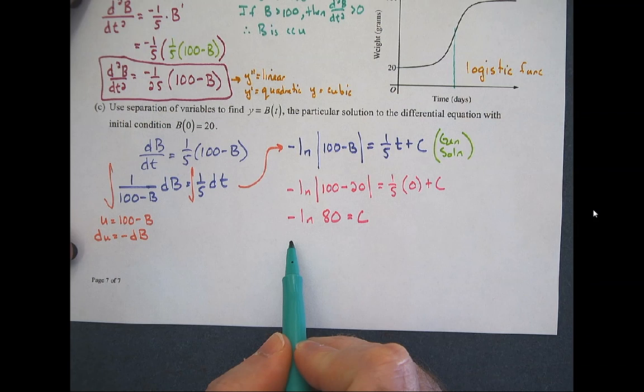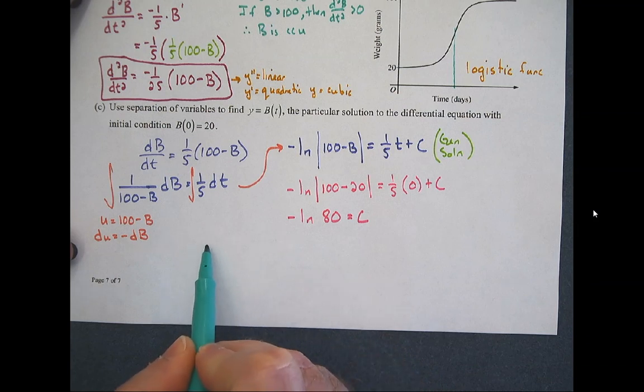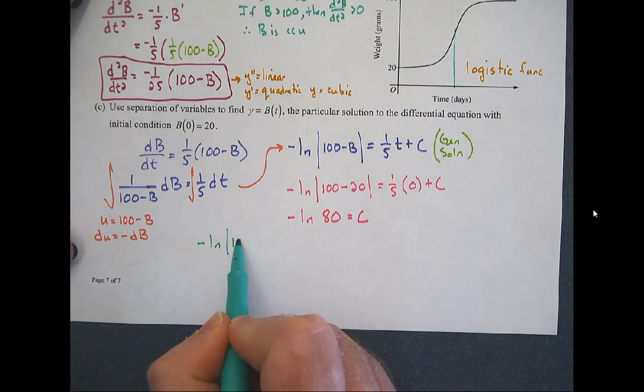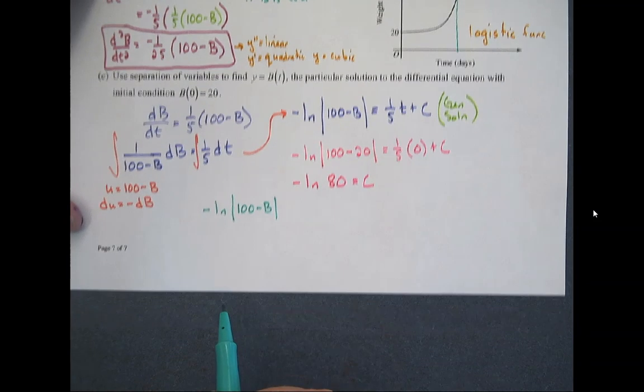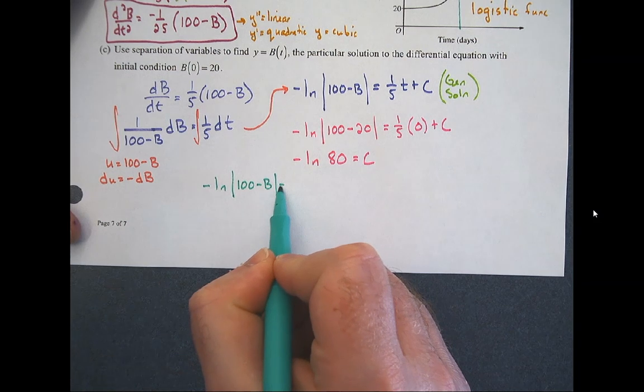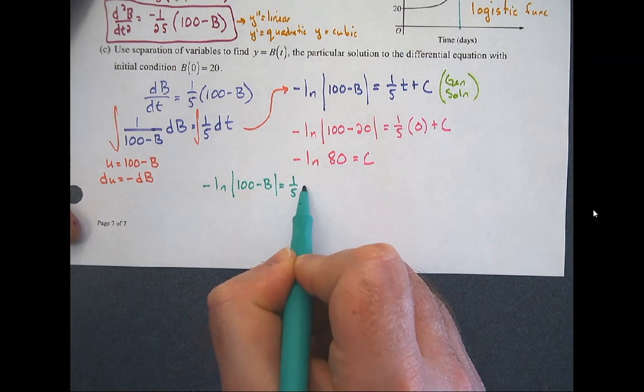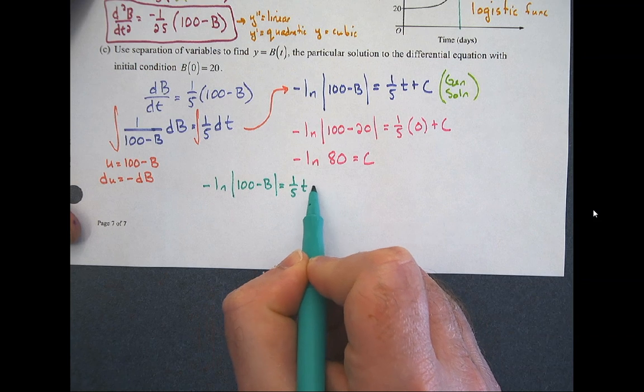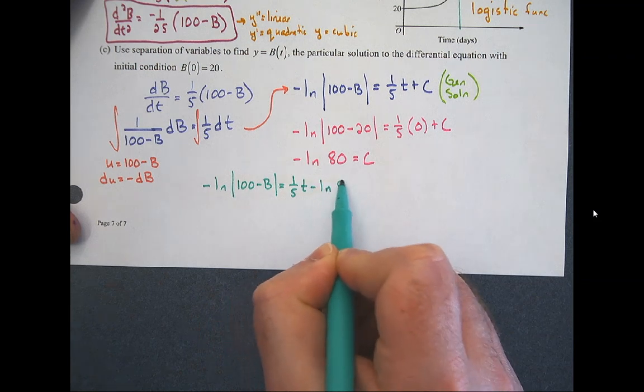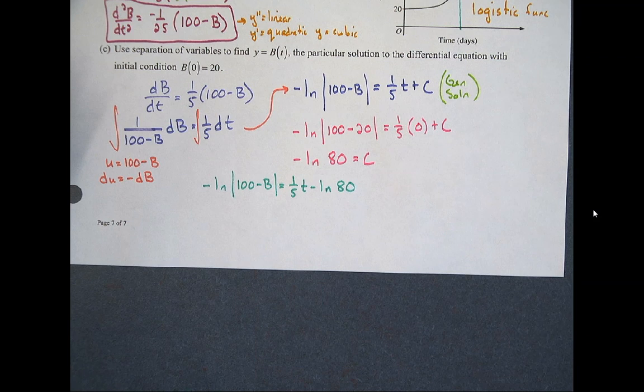So what would that look like? I'm going to go over here because I think I'm going to need some more room. Negative natural log absolute 100 minus B equals 1/5 T, subtract natural log of 80. And don't forget, you're not done until you get big B by itself. The particular solution is always solved for the variable. So we're going to have to get big B by itself.